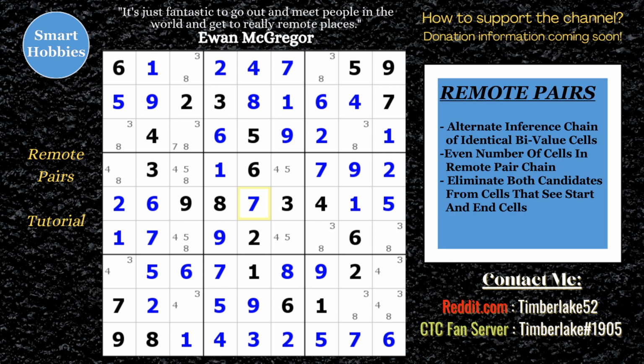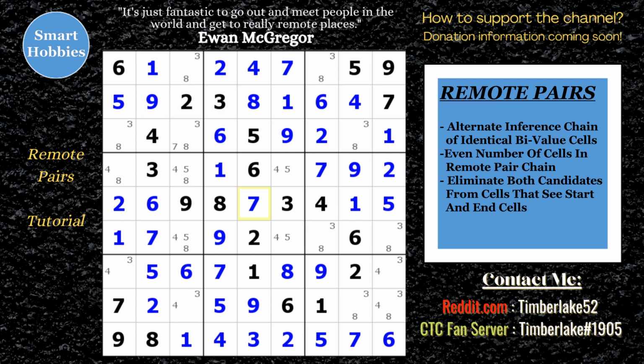In my previous tutorial on X chains, I defined an X chain as a special type of alternate inference chain, type 1, because you only have to look at one candidate, and you're solving for one candidate. Well, remote pairs take this one step further because you focus on two candidates. However, I find these a little easier to spot because the two candidates are bi-value cells, or BVCs, and they have identical values. So they'll kind of jump out at you as you connect them.